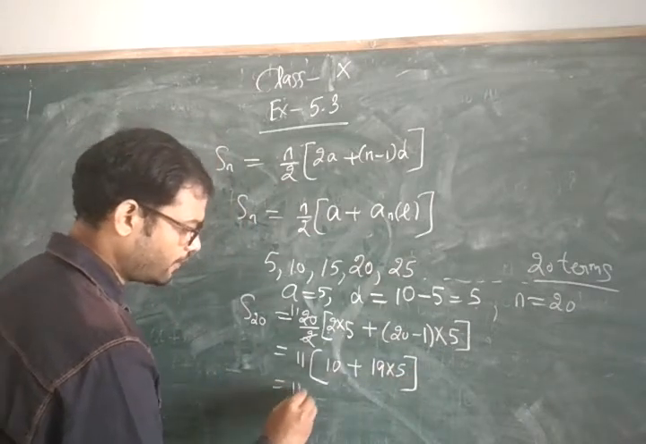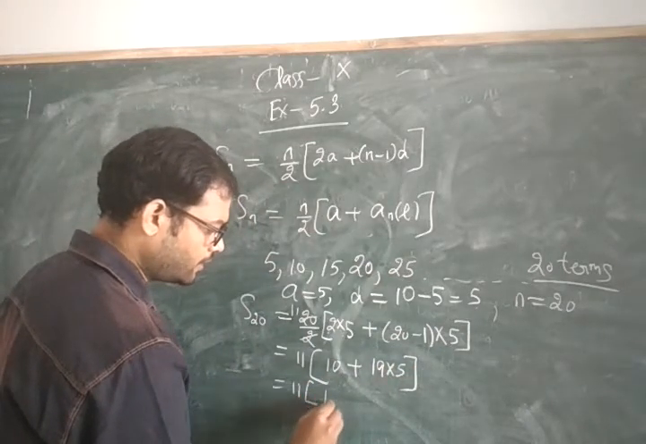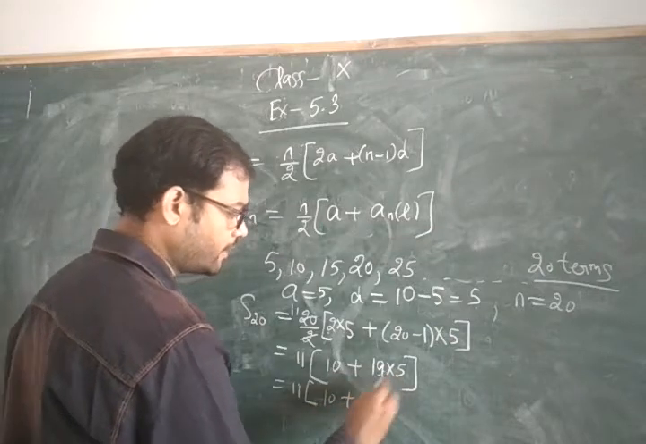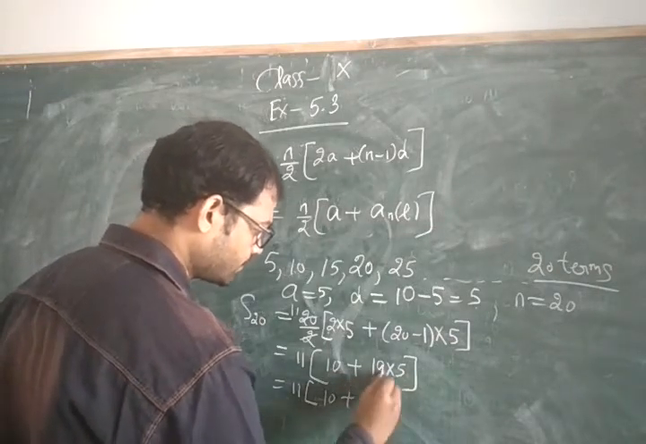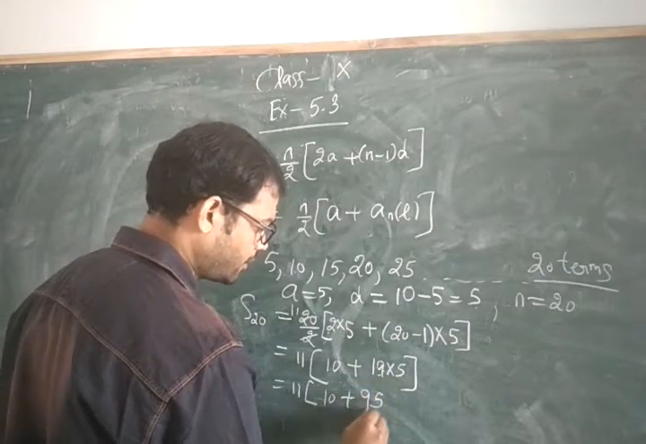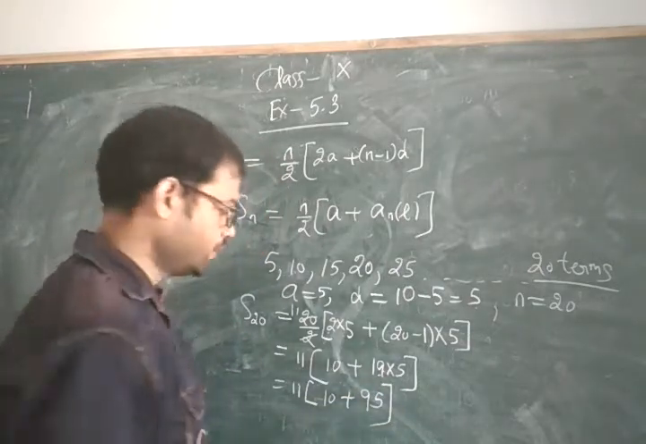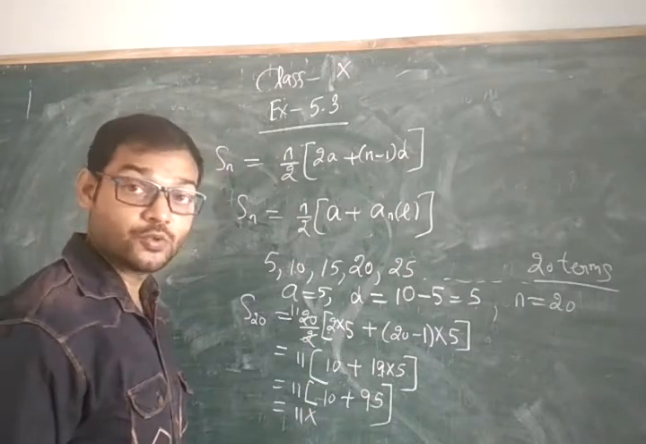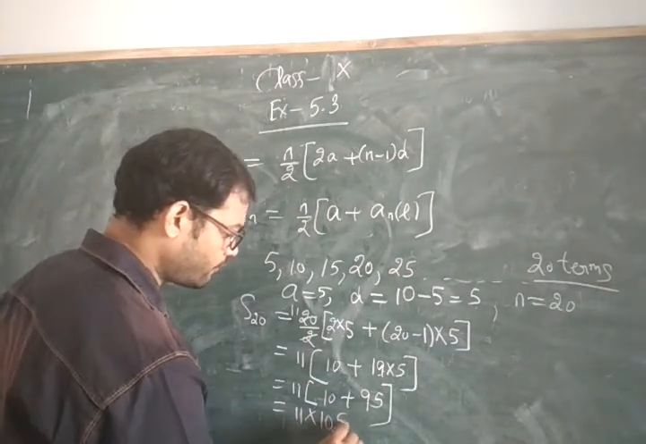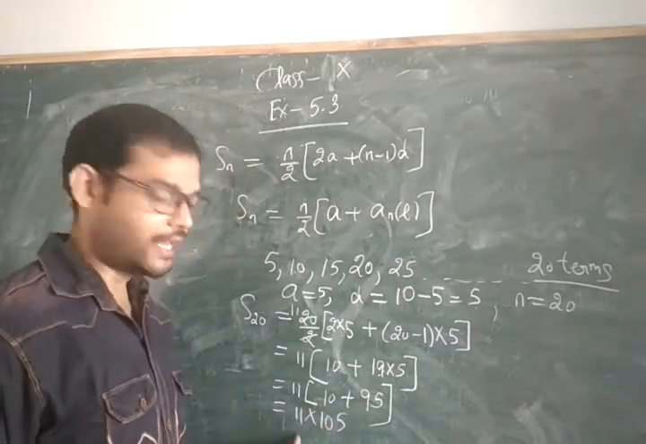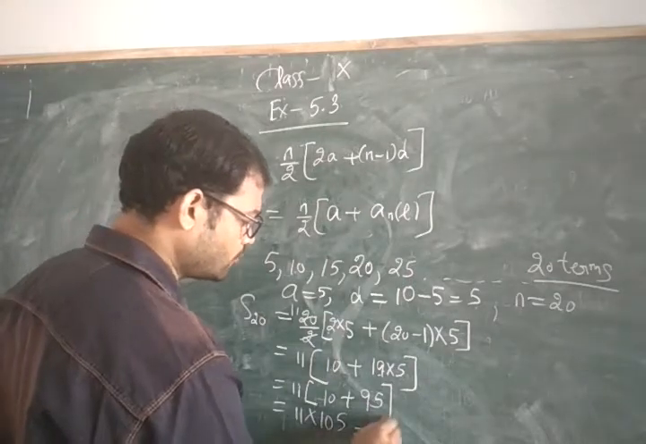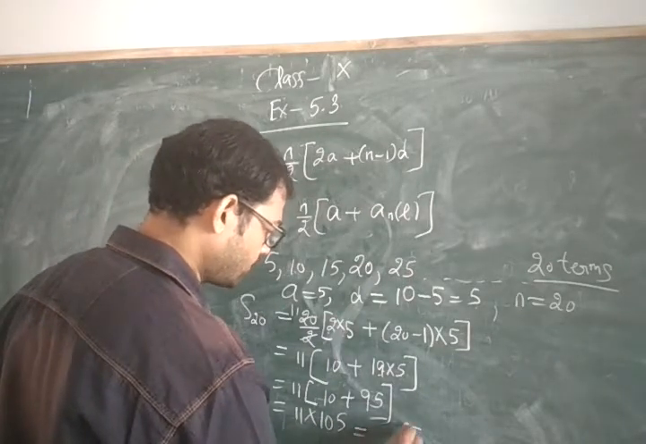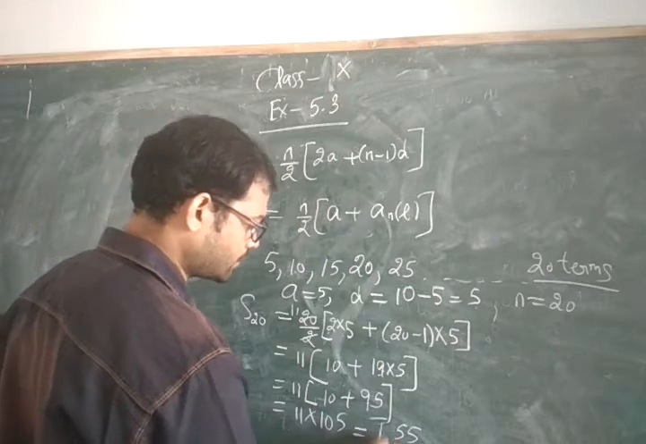So 11, 10 plus, now multiply it, it becomes 19 into 5. Got it? So after this 11 into, we will add this 2, so it becomes 105, and now multiply 11 with 105, so you will get 11 5s are 55 and 11 1s are 11.